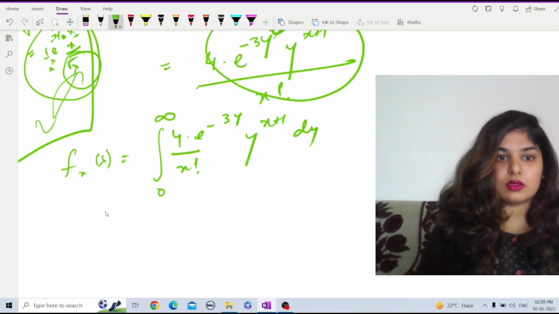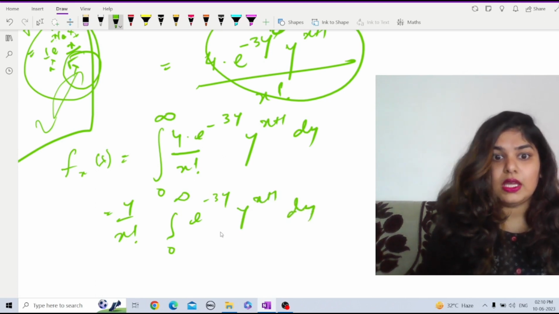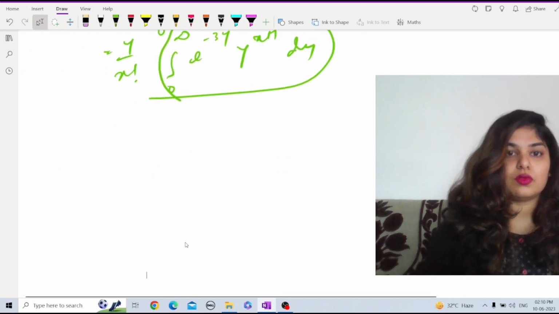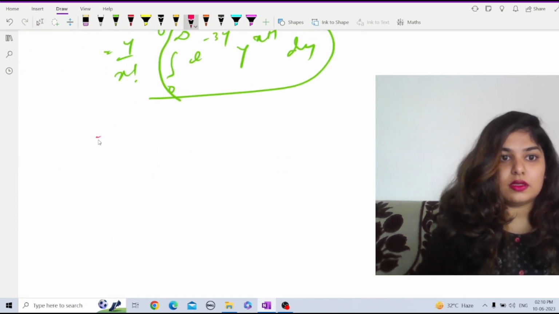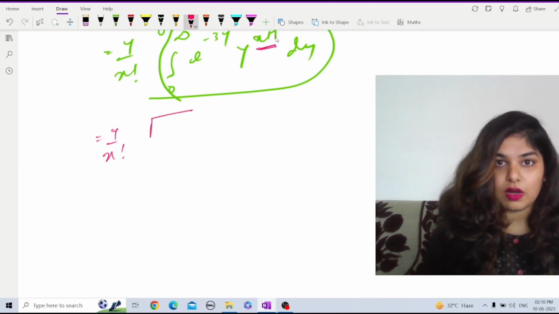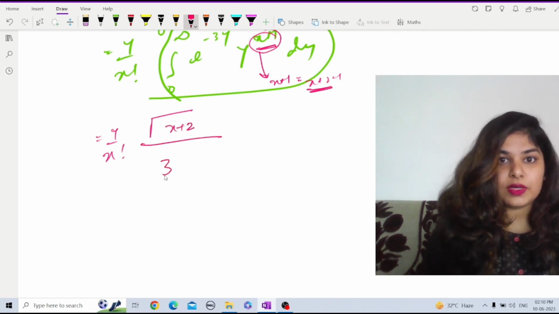Let us take the constants outside, that is 4 by x factorial, and the integral from 0 to infinity of e to the power minus 3y, y to the power x plus 1 dy. You can understand this is our gamma distribution again, so we can write 4 by x factorial, gamma of the power. How can we write this power? This x plus 1 can be written as x plus 2 minus 1, so this is gamma x plus 2 by 3 to the power x plus 2.